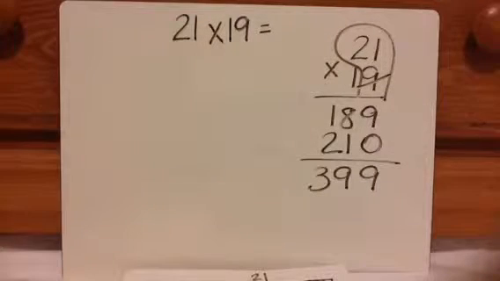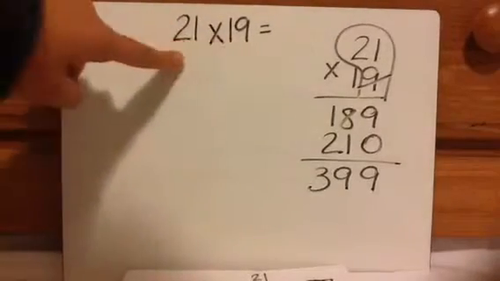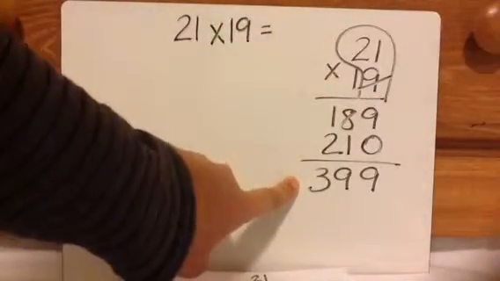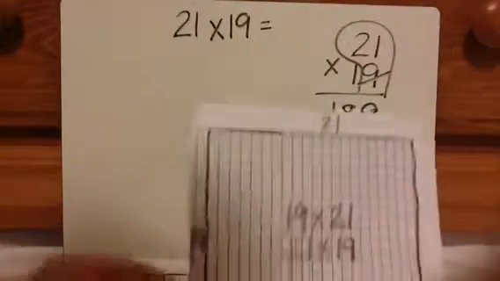Okay, so I'm going to do one more example and then you're going to start doing the rest on your own. So let's look at a higher product. 21 times 19. Remember, these are the factors. So the product is 399. So let's look at an array that would represent that.